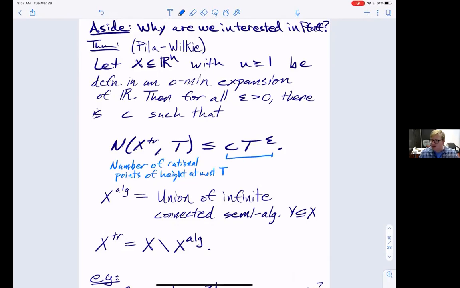It's not so important to understand this theorem completely, but I will say what the transcendental part is. The transcendental part is, well, you have to remove all of the algebraic curves that go through your set. That collection of algebraic curves is called X-alg. Once you remove that set, you get the transcendental part of X. I think I'm going to skip giving any example in the interest of time.